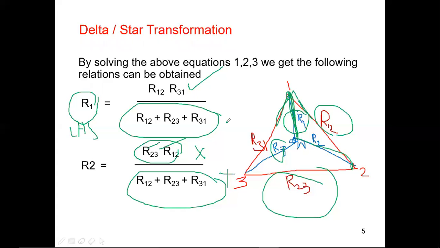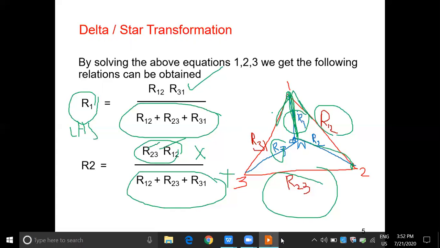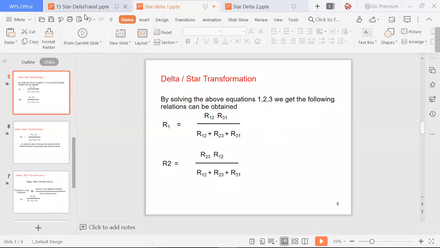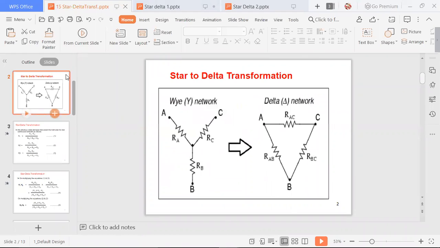Now let's move the star to delta. We are going to discuss the transformation of star to delta. In order to convert resistances in star into the equivalent delta, we need to multiply a few equations. We already got those equations in our conversion of delta to star transformation. Those equations we are going to multiply.